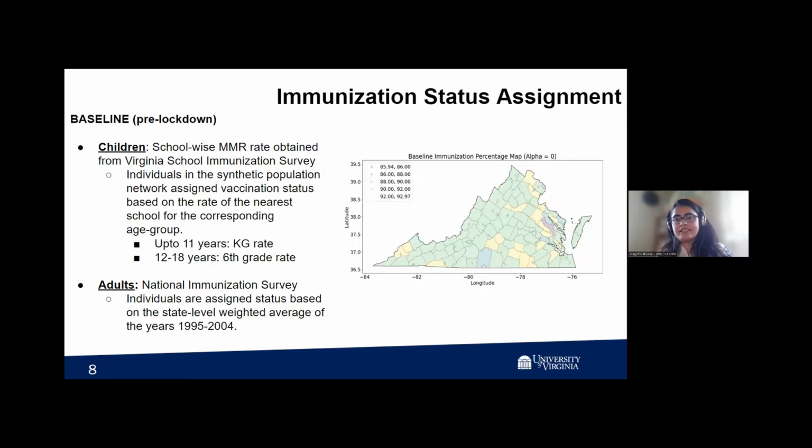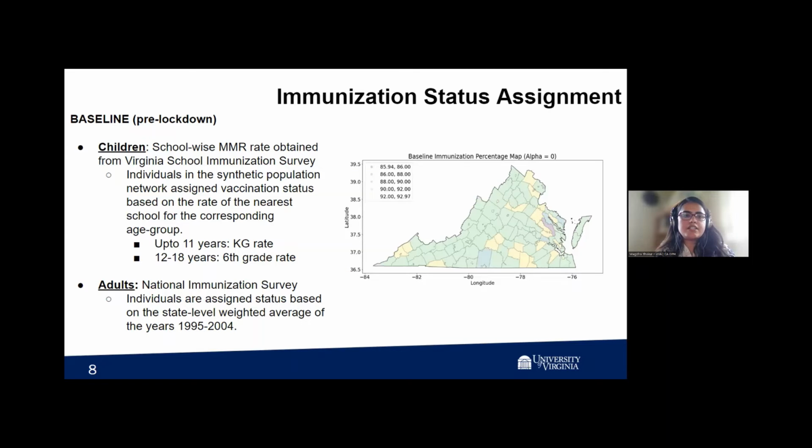Then for adults, the data is not nearly as detailed. So we used the National Immunization Survey, or the ChildVaxView that CDC has as an interactive tool. We picked the numbers for the state of Virginia from 1995 to 2004, which means as of 2022, all the people from that survey are definitely adults. Then we did a weighted average over the years and assigned it as a uniform random assignment throughout the network of adults.